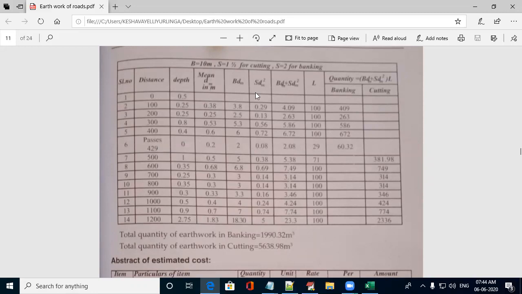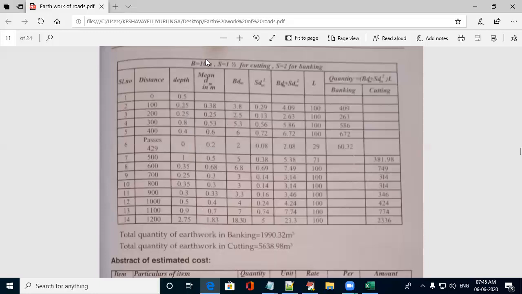Next is mean depth. As usual, the first row should always be blank. Take the average of these two right here, average of these two right here, average of these two right here, like that. You have to do it carefully. Even take the average of 0 and 0.4, that is 0.2, 0 and 1, 0.5, 1 and 0.35, including everything, this is the same.